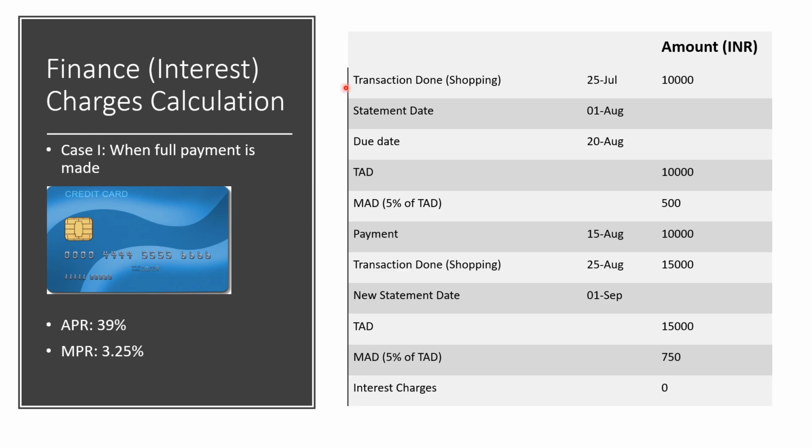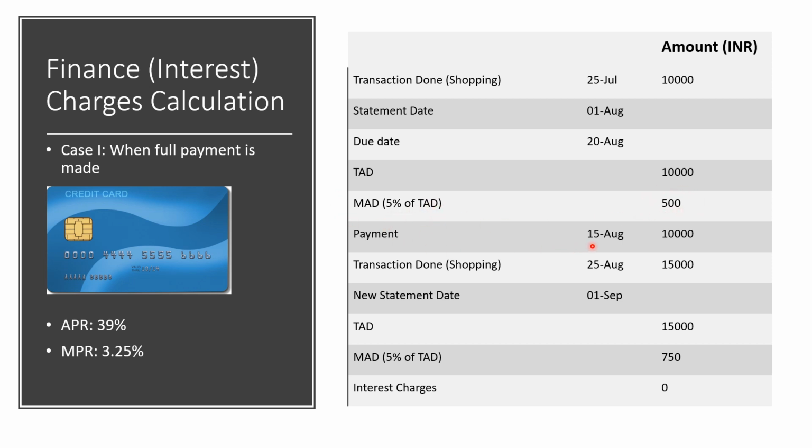Let us say you have done some shopping on 25th of July for 10,000 rupees. Your statement or the bill date is on the 1st of August and the due date or the last date of payment of that statement is on 28th of August. So now your total amount due becomes the total transaction, assuming that this is the only transaction, which is 10,000 rupees. The minimum amount due would be 5% of the total amount due, which is 500 rupees.